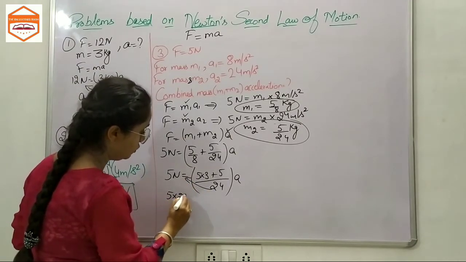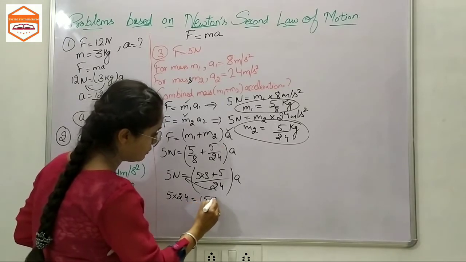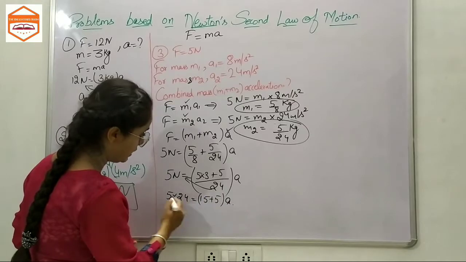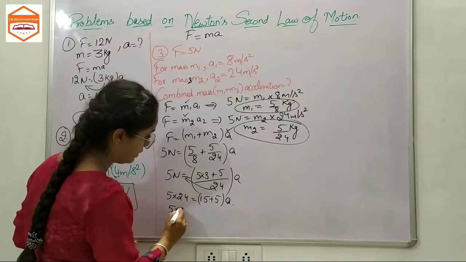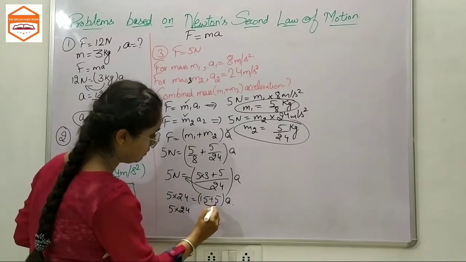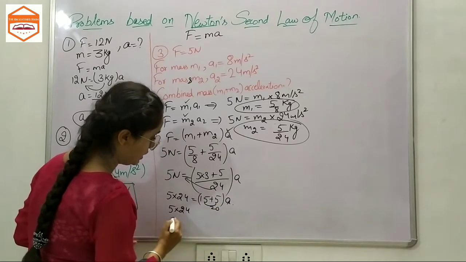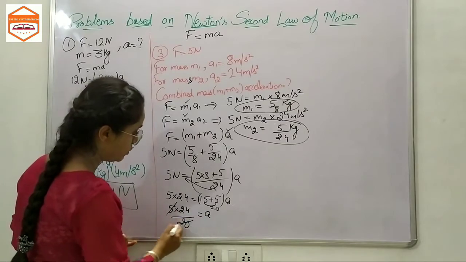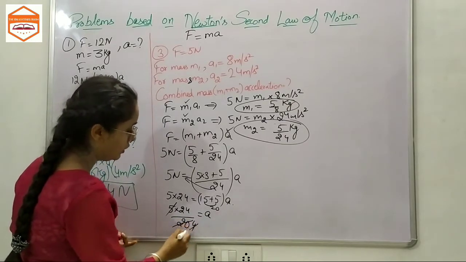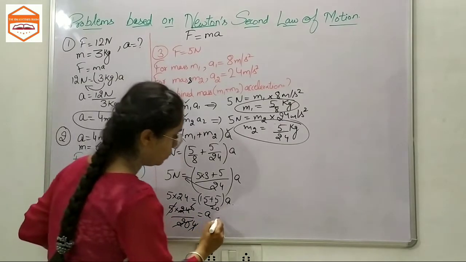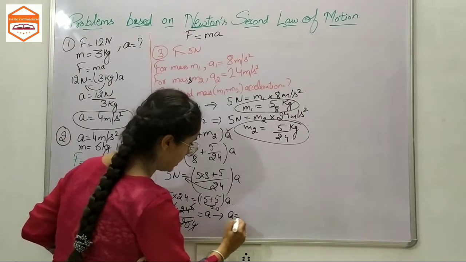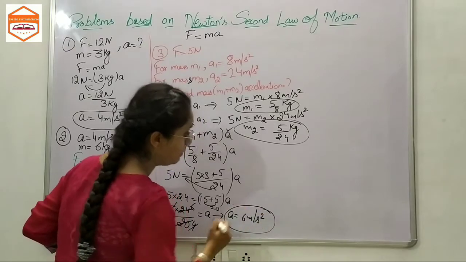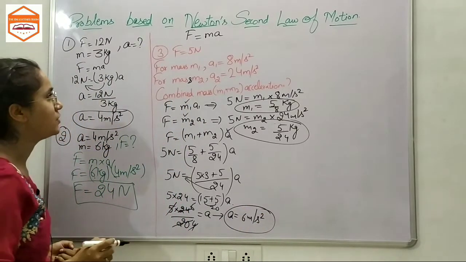5 times 24 equals 15 plus 5 times the acceleration. We will keep this 5 times 24 like this, and it is 15 plus 5, 20, and that 20 will go here, will be divided times the acceleration. So 5 4s are 20, 4 6s are 24. So we have got the acceleration as 6 meters per second square. This is the combined mass acceleration.